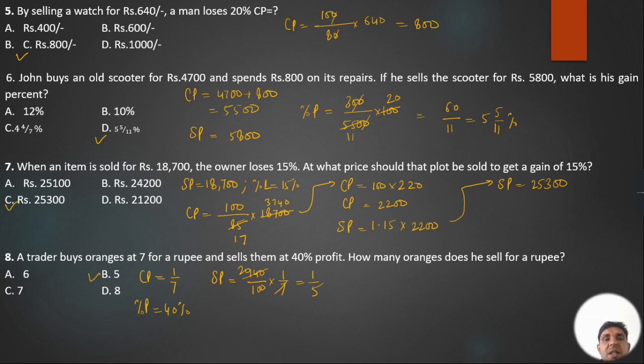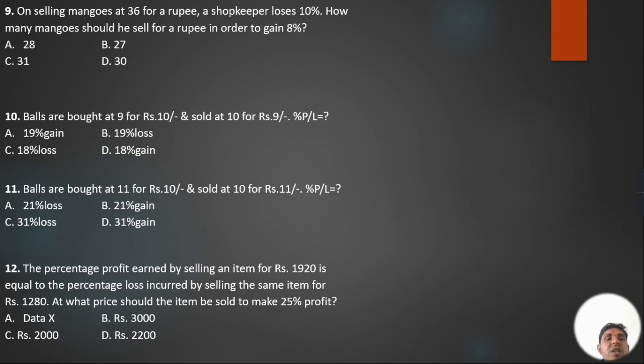Right? So students, I guess the question is clear. First of all, you find out the cost price of one orange, that is 1 by 7, and you further find the selling price of one orange, that is 1 by 5. Right? Okay, coming to the next question, question number 9. The question is, on selling mangoes at 36 for a rupee, a shopkeeper loses 10%. Right? How many mangoes should he sell for a rupee in order to gain 8%?